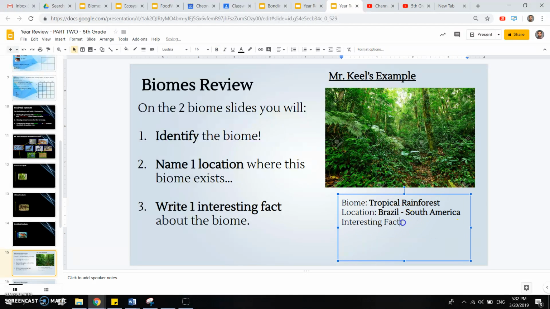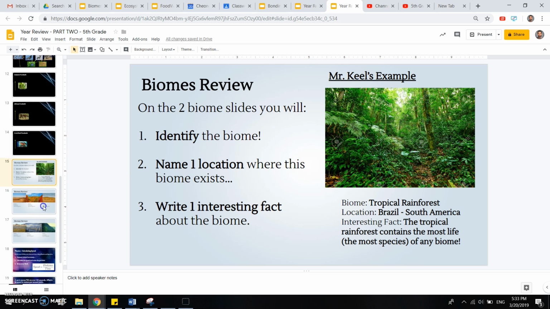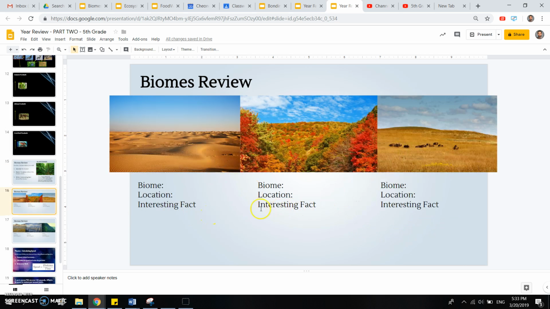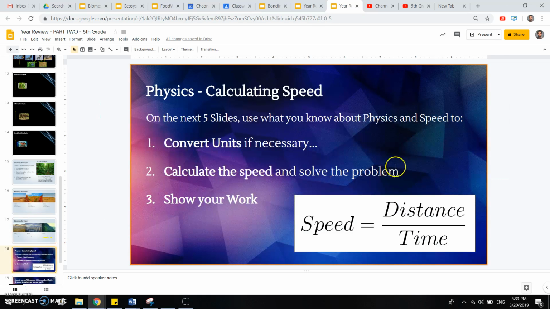Interesting fact about biomes, well, not biomes, but tropical rainforest: the tropical rainforest contains the most life, the most species of any biome. There's the highest diversity of life in the Amazon rainforest. You guys are going to do these 3 on this page and these 3 on this page and move on to speed. This is physics.